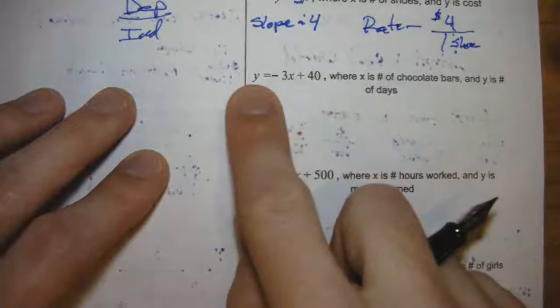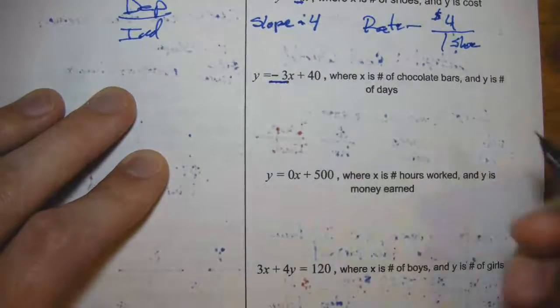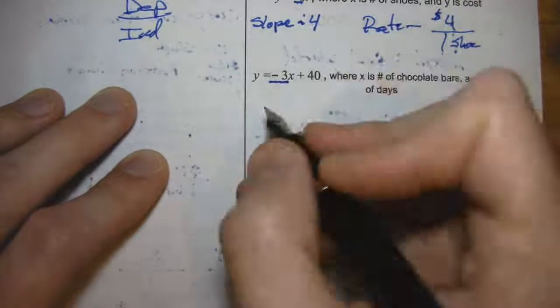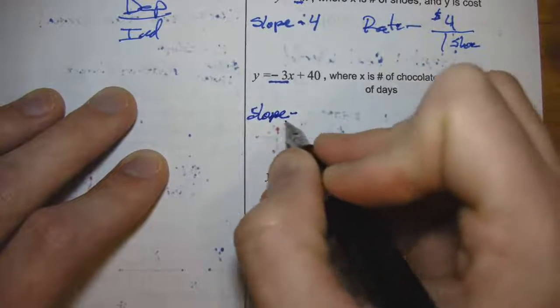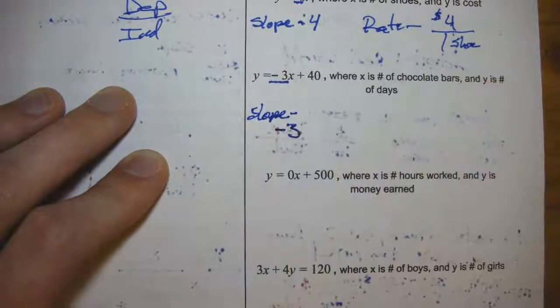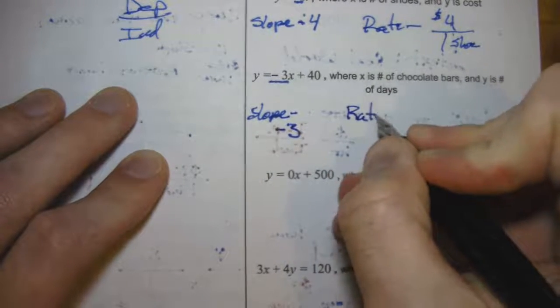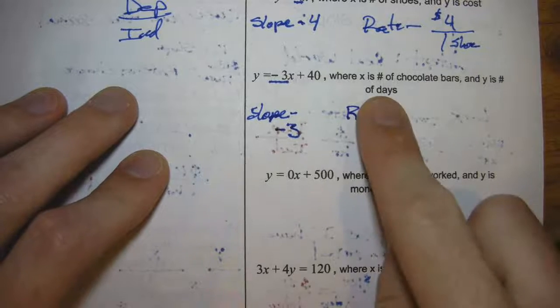So notice, y equals m. This is the m. It's the number in front of x, so this is our slope. So if all we're asked for is the slope, well, cool. Our slope in this case is just the -3. All right. If we want to know the rate, our rate of change, then we're going to have to be more specific. So let's look at what we've got.